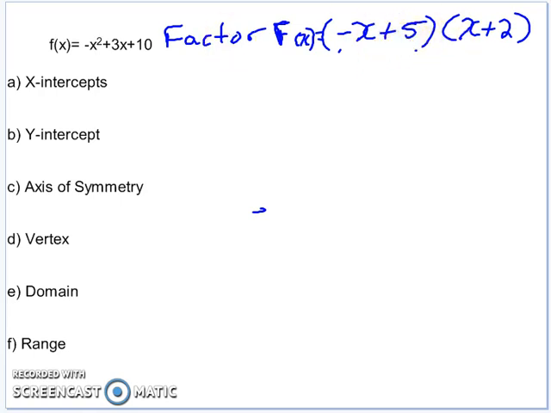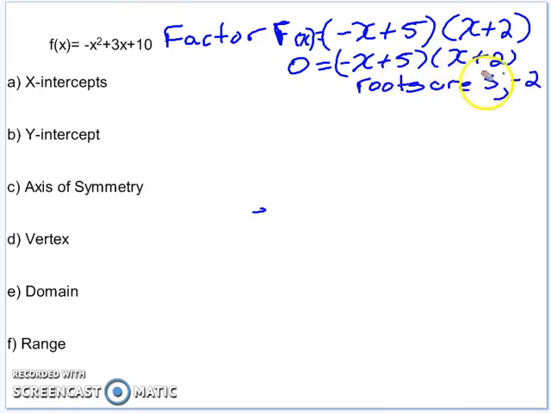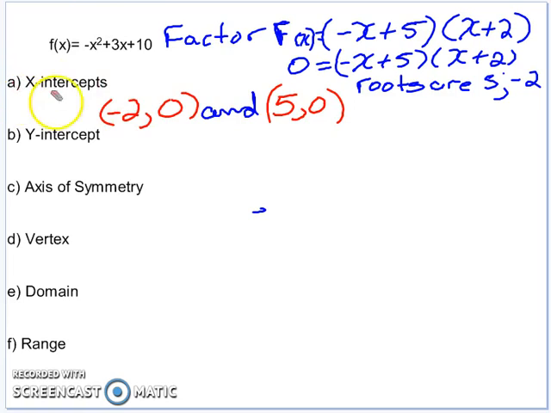So from this, I set the function equal to 0, and then I have to solve for each value of x, or what value here would make this whole thing equal to 0. If I make one factor equal to 0, the whole thing becomes 0 because 0 times anything is 0. So I'm looking for two values, and the two values that I find are 5 and negative 2. Negative 5 plus 5 is 0, and negative 2 plus 2 is 0. So the roots, or the x-intercepts, are found at 5 and negative 2. And I can write the x-intercepts as negative 2 comma 0 and 5 comma 0.